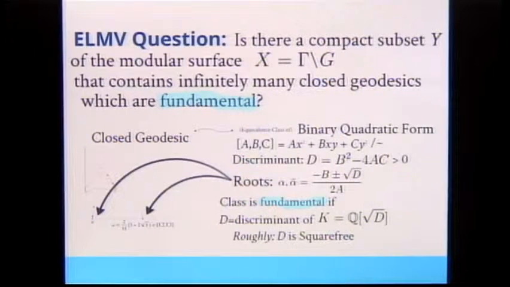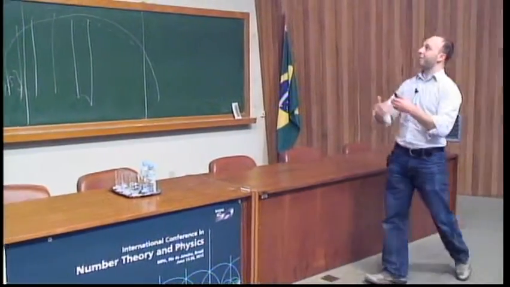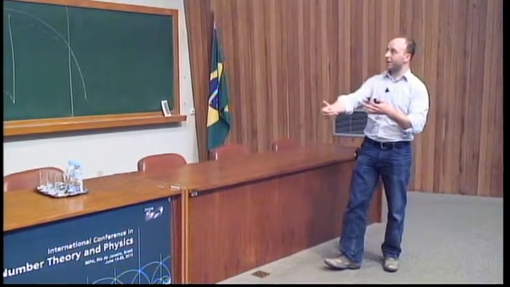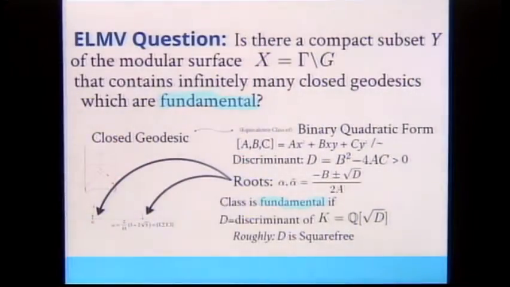So that's the question. Can you find infinitely many closed geodesics, low-lying on the modular surface, with the property that the closed geodesic corresponds to an equivalence class of binary quadratic forms which is in the ideal class group of some number field, and not just some Picard group? You don't want orders. Can you find fundamental low-lying closed geodesics on the modular surface?